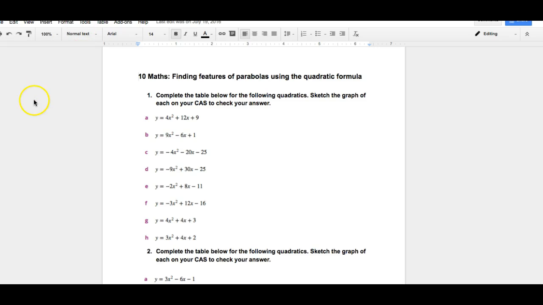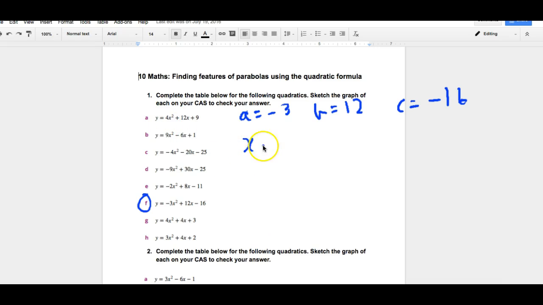All right, let's move on. Let's do F. I'll just do one more. Okay, so doing F. A is negative 3, B is 12, and C is negative 16. So make sure you keep the negatives with the number.